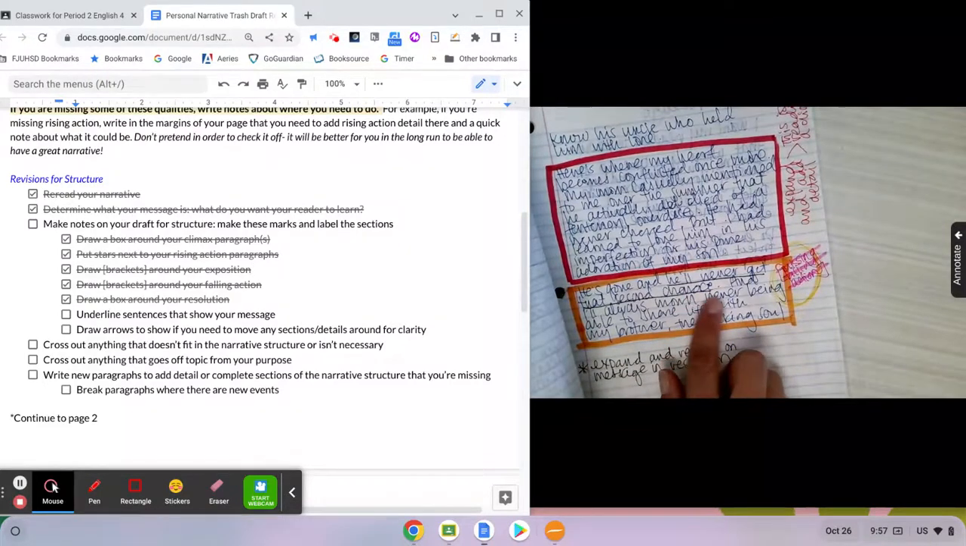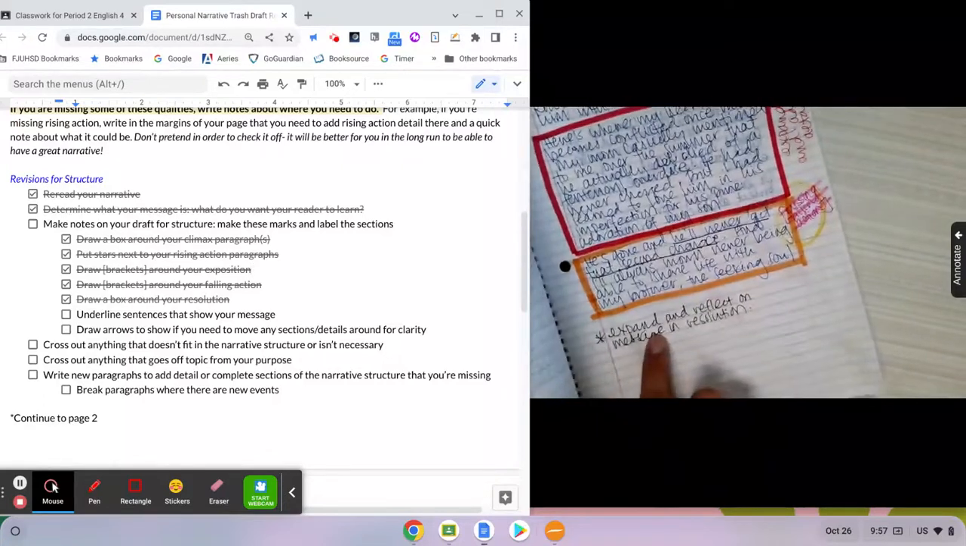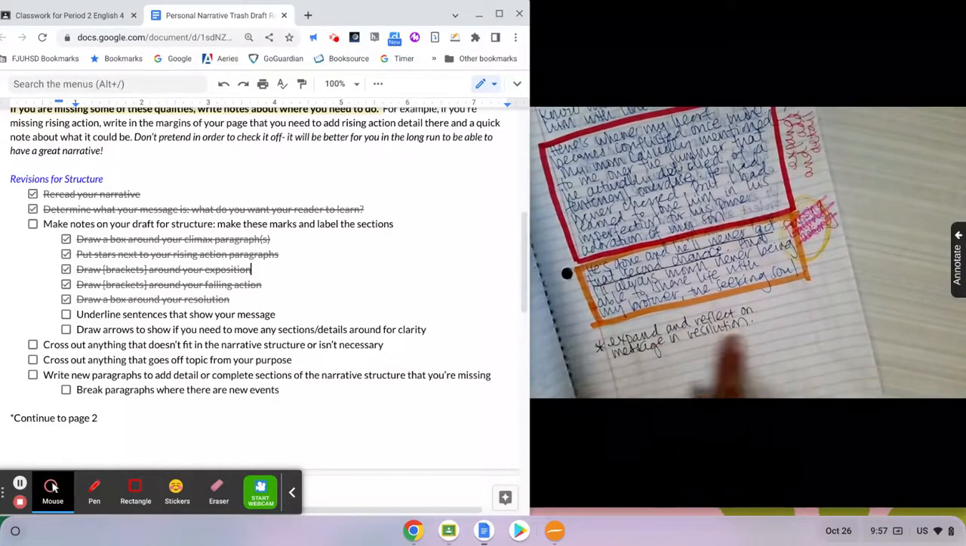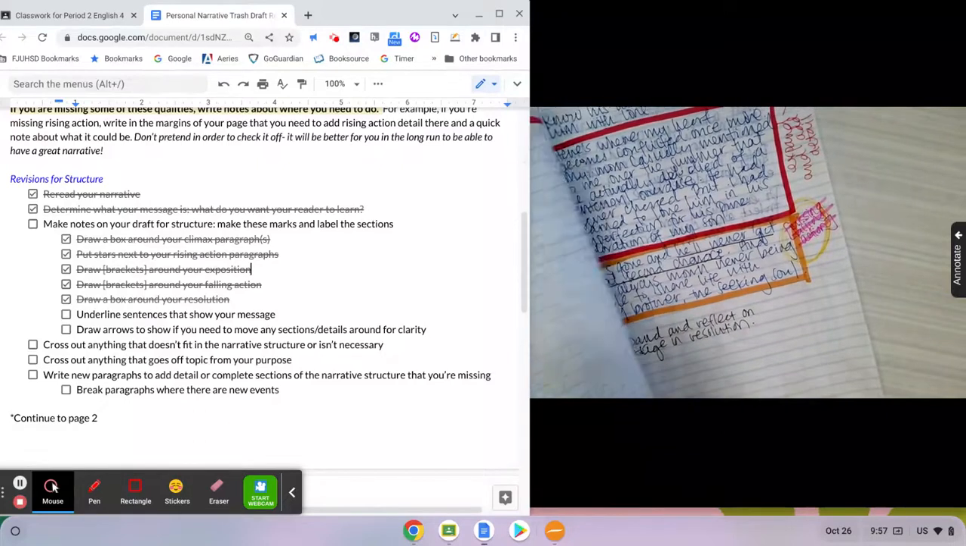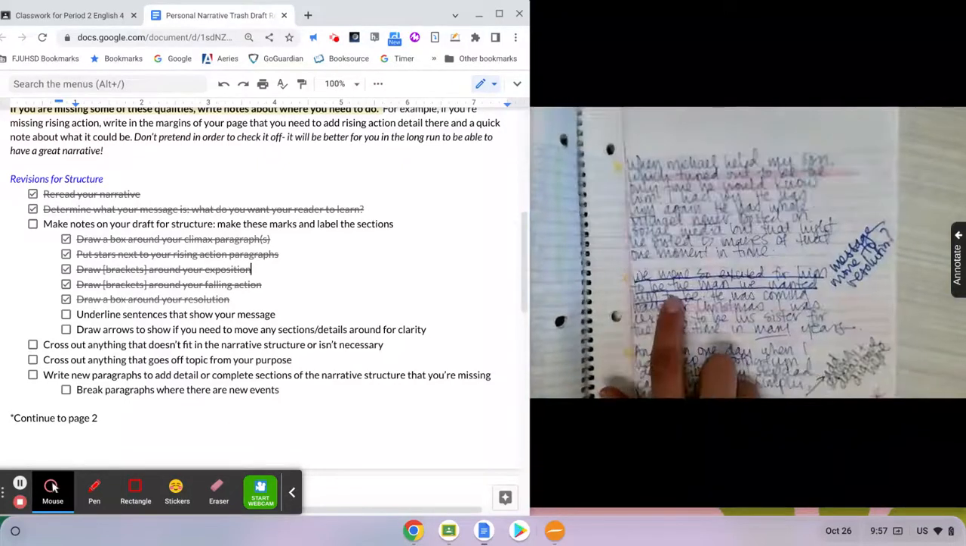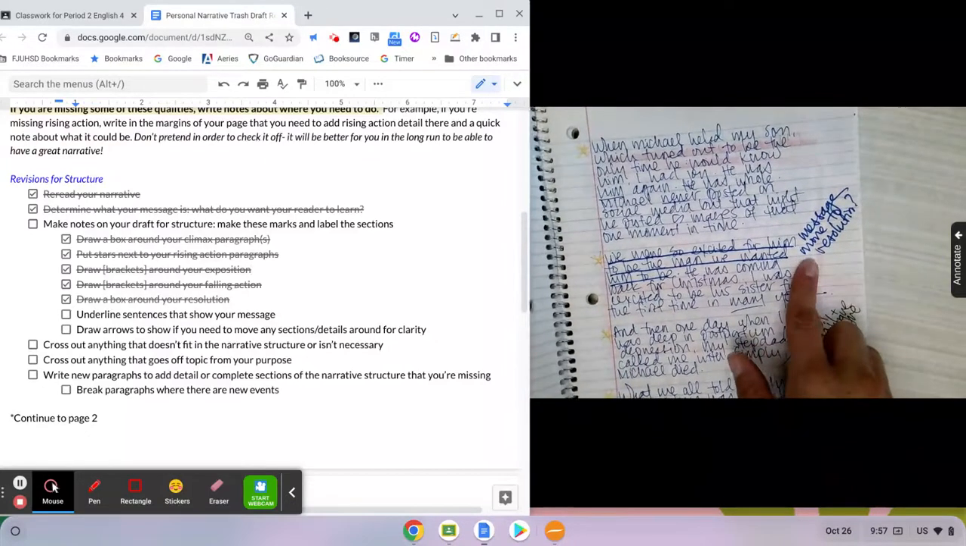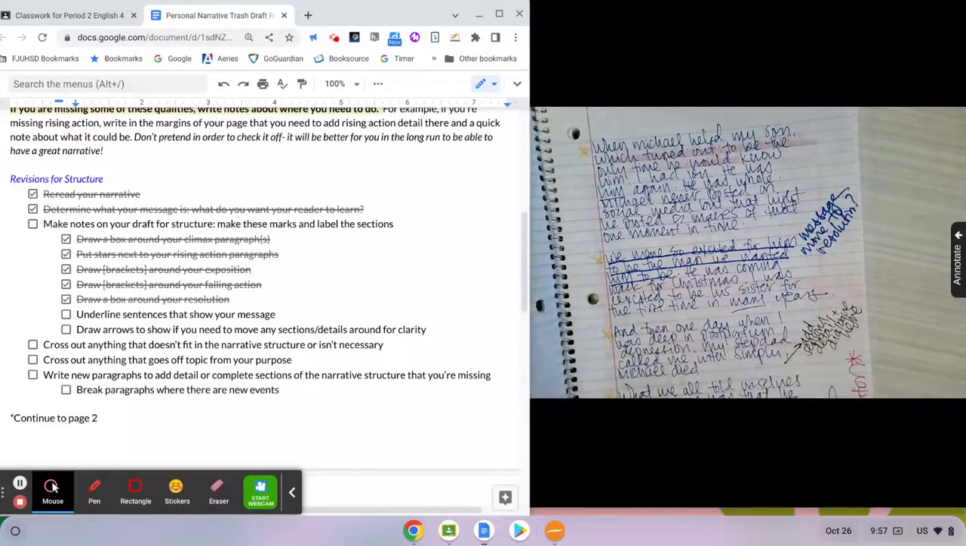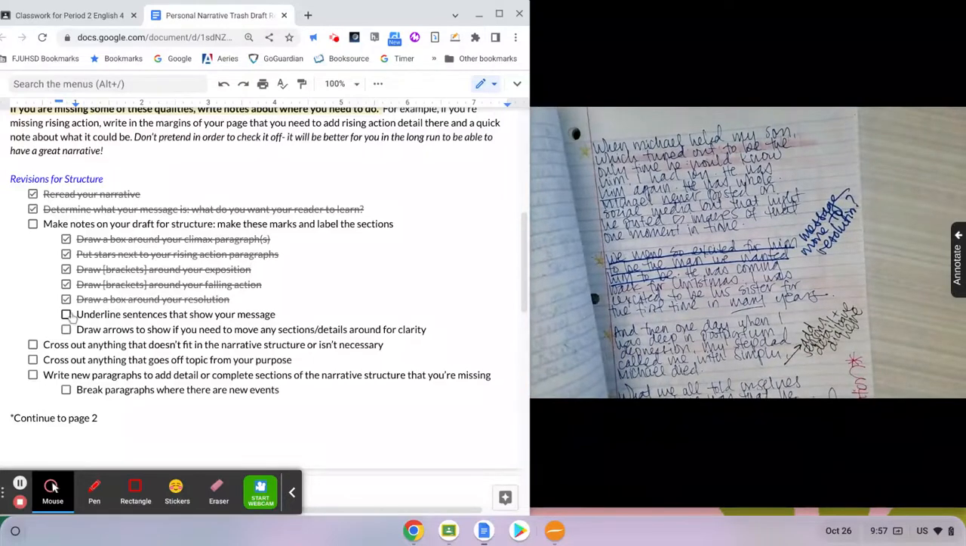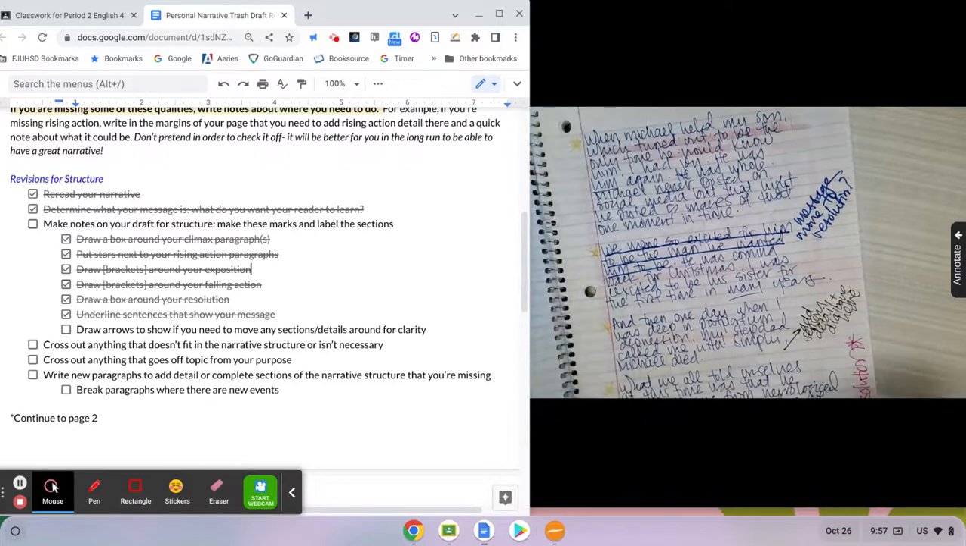I found in my resolution there's one sentence that does hint at my message. So I wrote a note to myself, expand and reflect on message and resolution. But then as I was rereading, I saw that there were a couple sentences or ideas in my rising action that I might move to the resolution, or I might add some more detail to make sure my message ends up clearly.